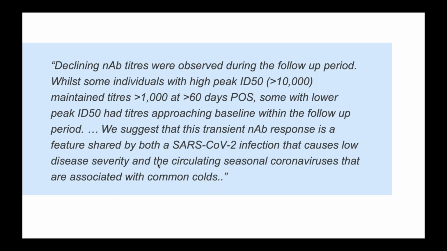And they go on to say declining neutralizing antibody titers were observed during the follow-up period, while some individuals at high peak, so this is based on their measurements, greater than 10,000, maintained titers greater than 1,000 at more than 60 days post-symptom onset. Some with a lower peak had titers approaching baseline within the follow-up period. So the general idea is that the higher the titers, the longer they may be maintained. The lower the titers, then they may tend to decline below baseline faster.